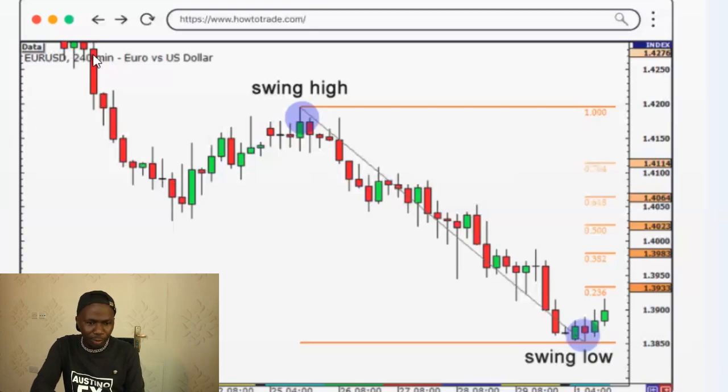So now you can clearly see that the market is in a downtrend, right? So this is the lowest point that the market got to, and this is the previous high.